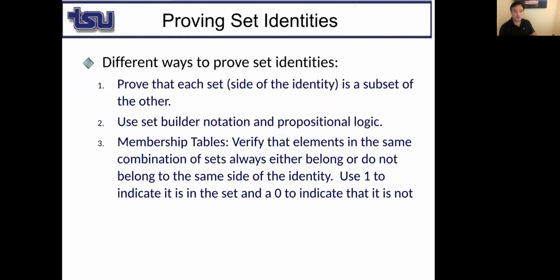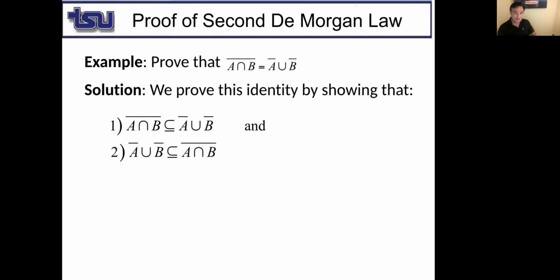So how do we prove those identities? Well, there are different ways. We can use 3 different ways to prove the set identities. One is that we will prove that each side of the identity is a subset of the other, or we are going to use set builder notation or a membership table. So let's see each one with an example. Let's prove that the complement of A intersection B is the same as the union of A complement and B complement.